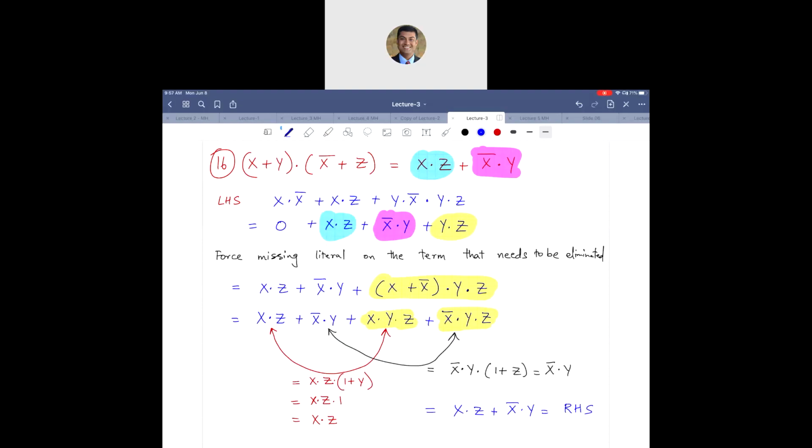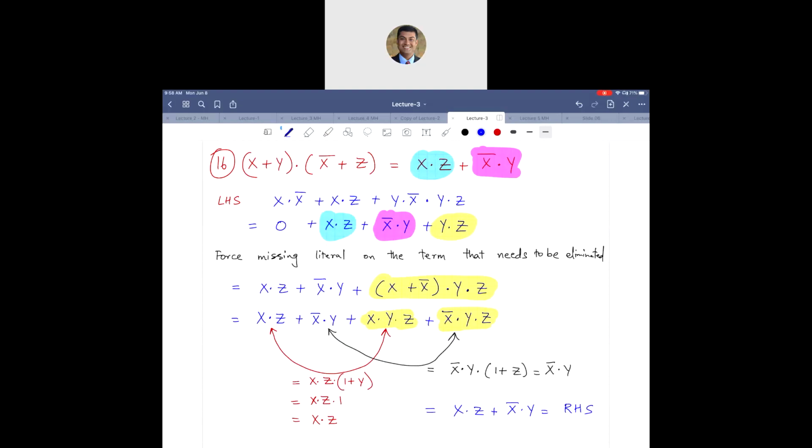So the trick over here was to identify which term we needed gone. Then we force the missing literal onto that term. And then that allowed us to combine terms in a better manner. So I hope that was helpful there.